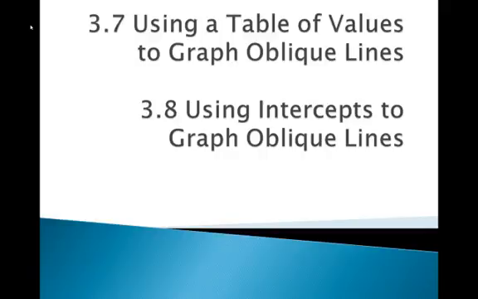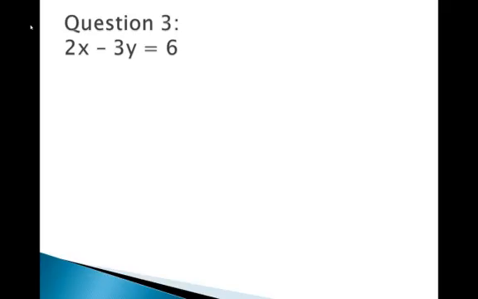Alright, so I'm just going to review 3.7 and 3.8 using the review worksheet that I gave back on Thursday. So this is the first question, 2x minus 3y equals 6. The first thing I would do is make this equation equal to y. So I'm going to bring over this 2x and I'm going to divide by negative 3 just so I have y by itself on the left hand side and then the equation on the right hand side.